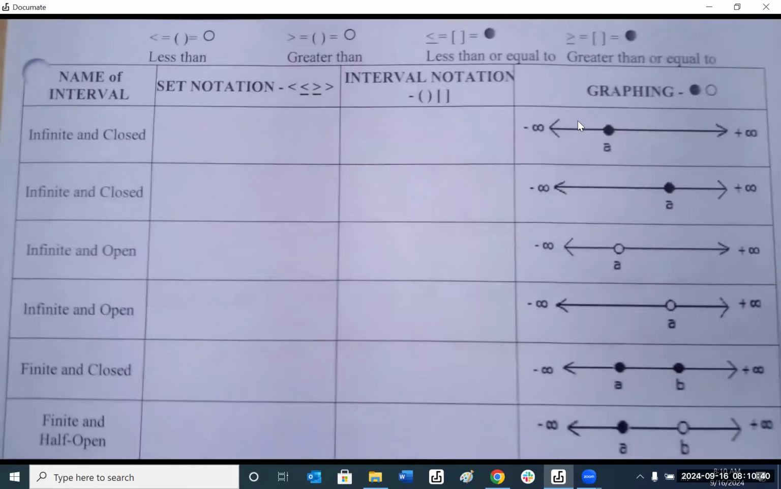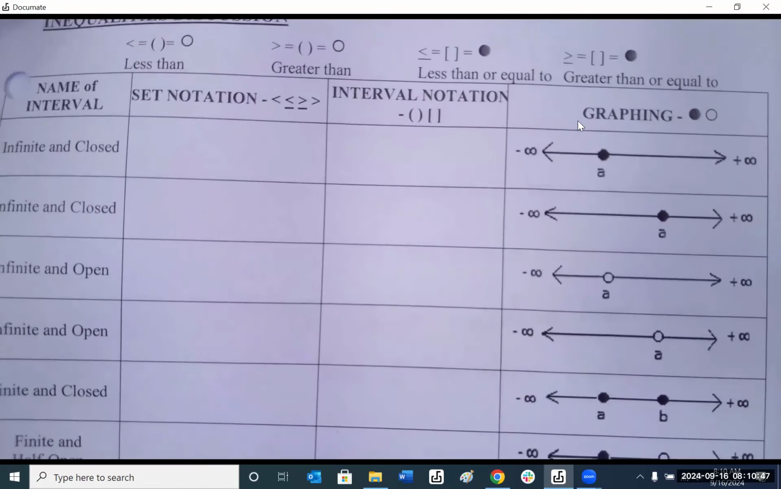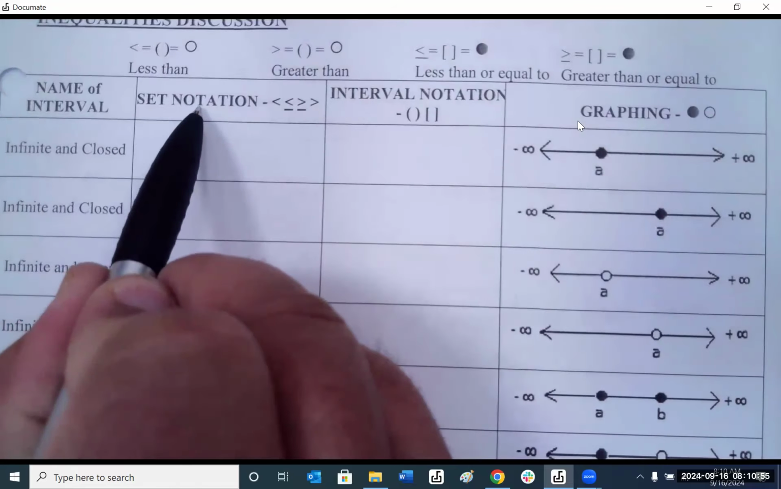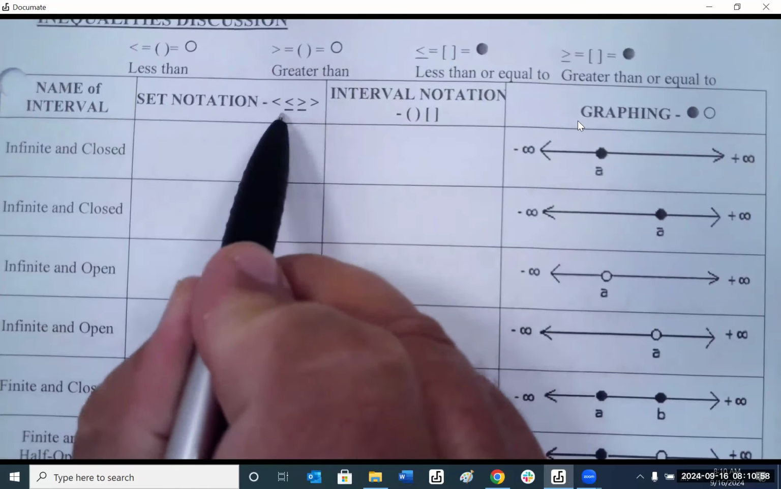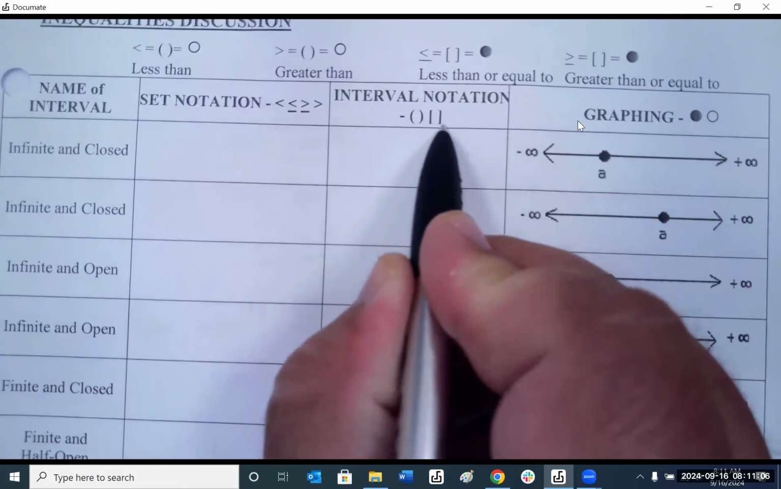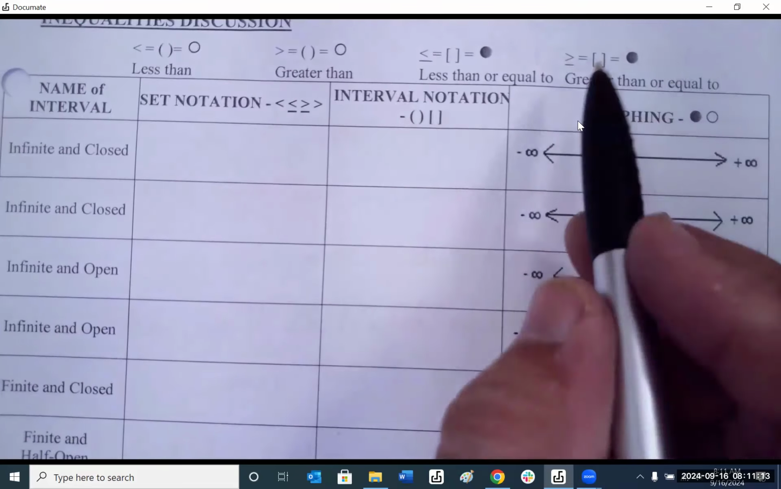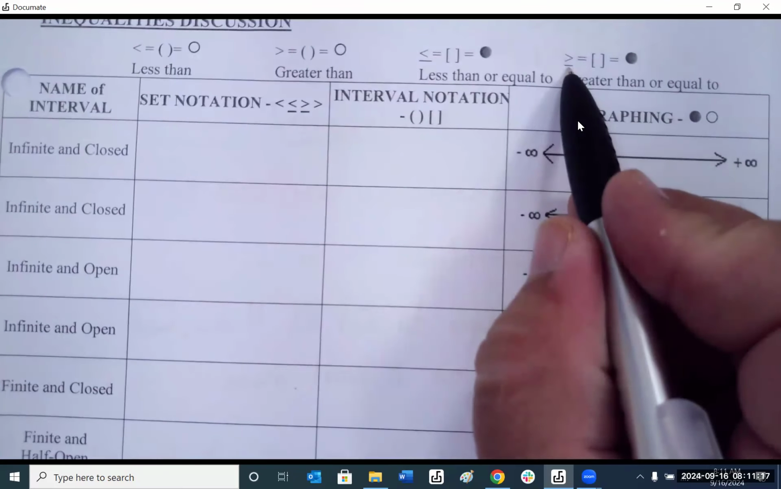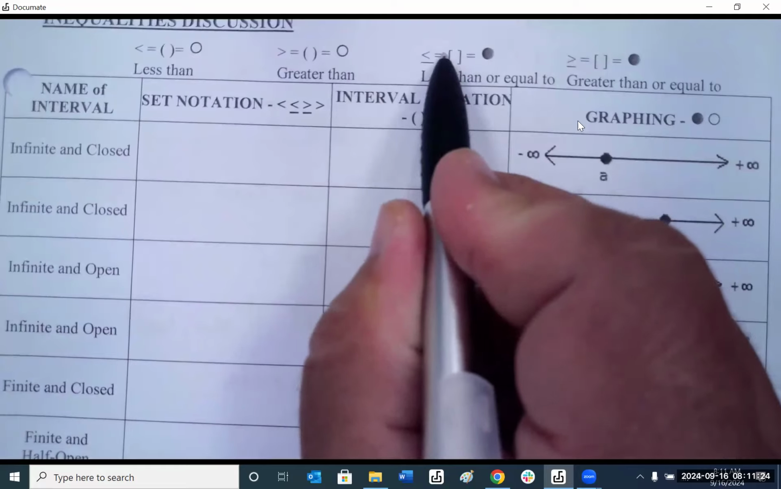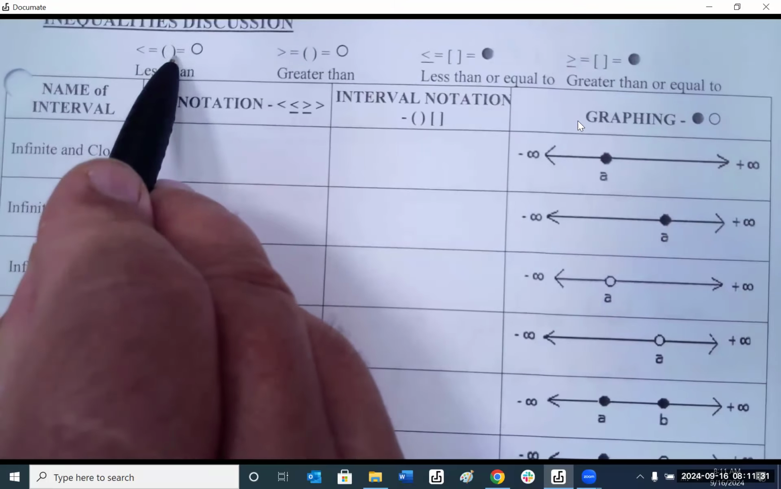What we're going to do with this sheet is see how it behaves and how we write that. As you can see, there are 3 forms of representing the solutions. Set notation: when we answer in set notation, our answers will be with the inequality symbols. The interval notation is with parentheses and brackets. And graphing, we'll be using solid dots and open dots. So on the legend up here, if it's greater than or equal to, it'll be in brackets, which means the graph will be a solid dot. Less than or equal to, brackets, solid dot. Strictly less than, in other words, you cannot equal that number, it's parentheses and an open dot.